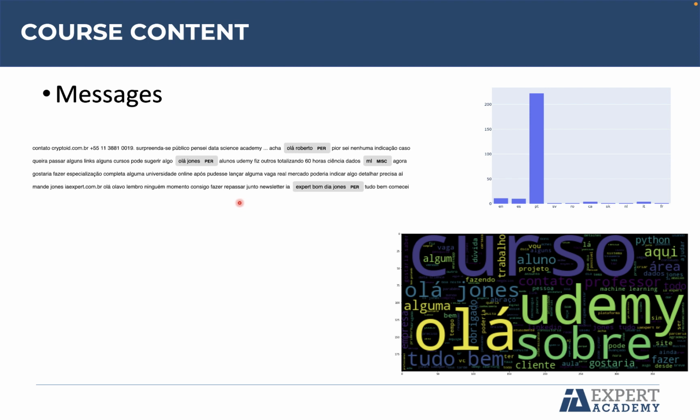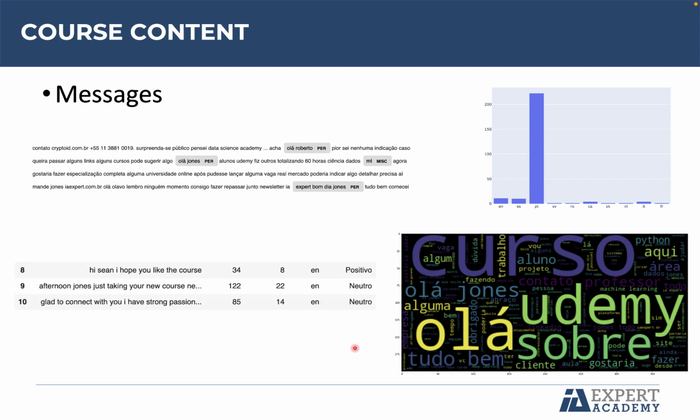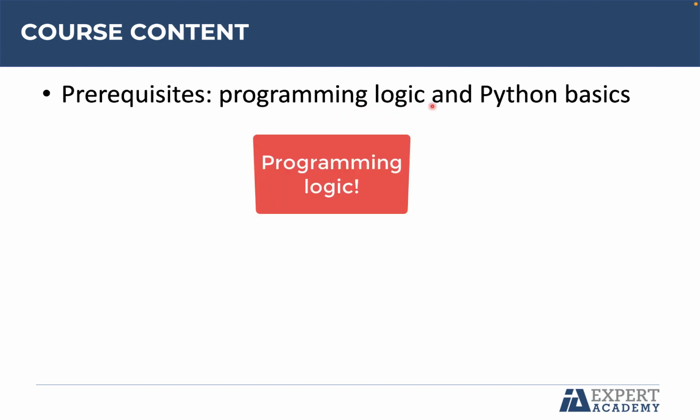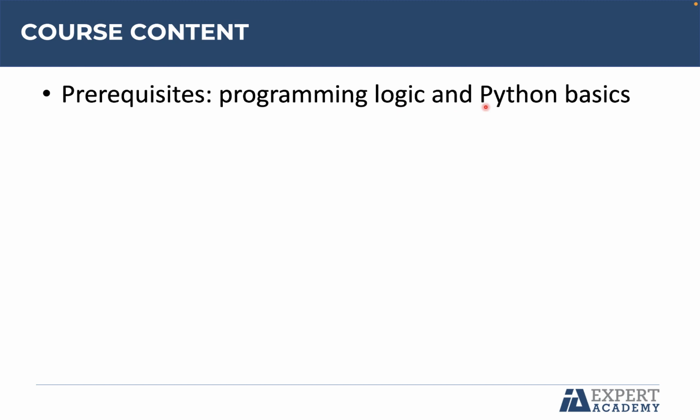Here you can see the extraction of named entities. For example, PER indicates that a person has been detected. It is possible to detect company names, locations, currencies, and so on. Finally, you will also learn how to classify whether a message has a positive, neutral, or negative sentiment. The only two prerequisites to follow the course are programming logic, and also the basics about the Python language.